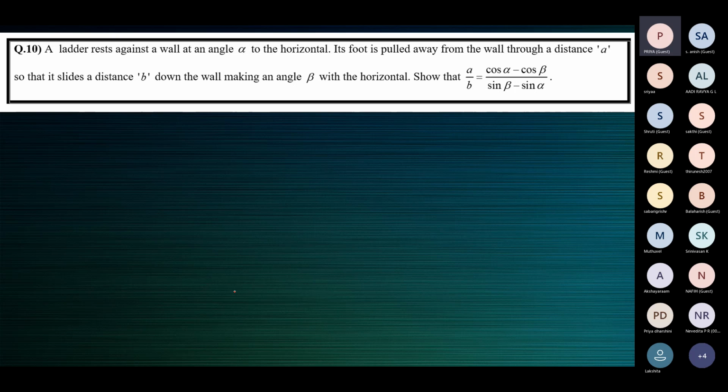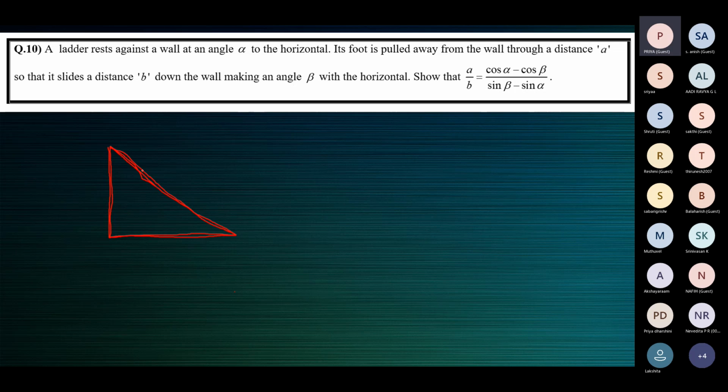So here a ladder rests against a wall at an angle alpha to the horizontal. So this is the wall, this is the ground, and this is the ladder. A ladder can rest only like this.